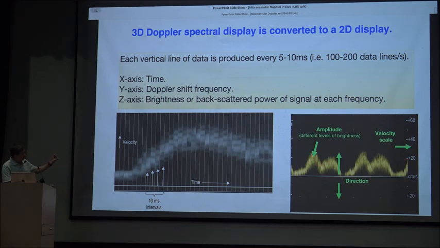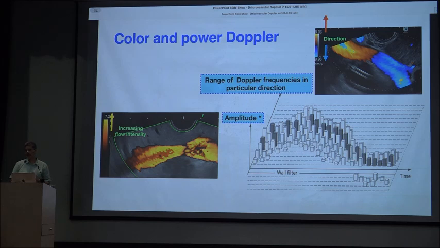And since this line has a thickness, at each point the brightness will tell you the amplitude of the Doppler shift. I hope I could give you some introduction. What is color and what is power Doppler?